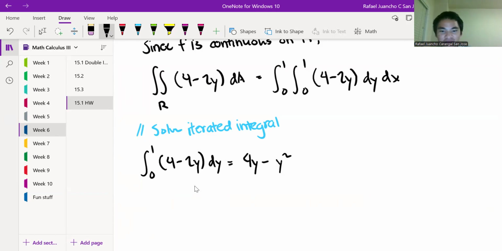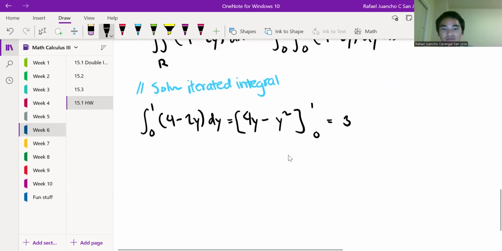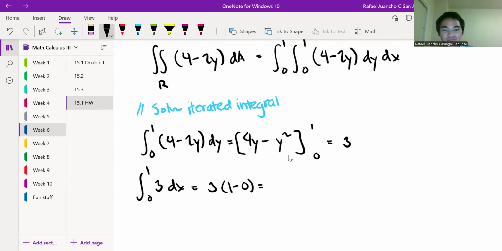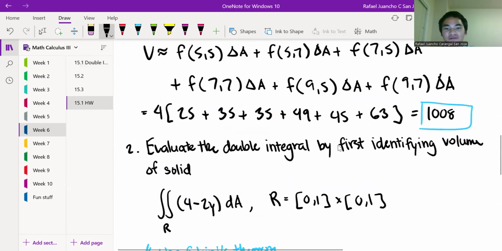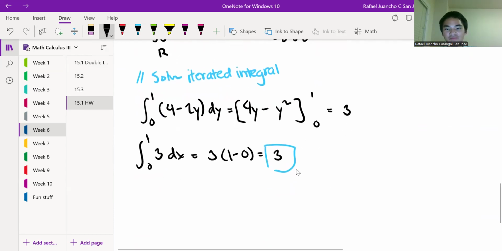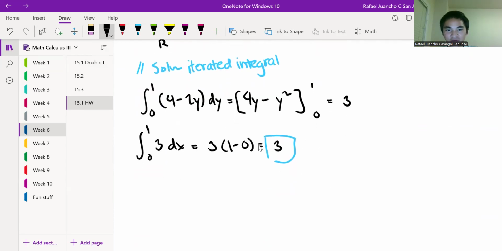This is y squared, from 0 to 1. This is 4 minus 1. This is 3. Now if we integrate, oh, actually, no, it's not. No, no, no. And then I do this. 0, 1, 3. 3, 1, 0. Answer is 3. So it is possible. I didn't need to identify the volume of the thing. I just used what we know, and we know Fubini's theorem. And so we got the 3, right?